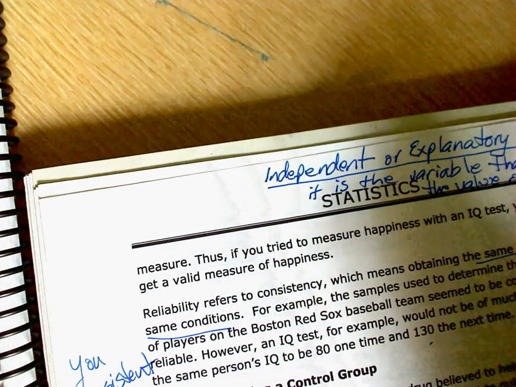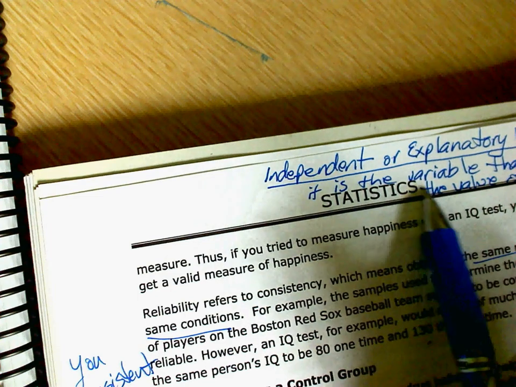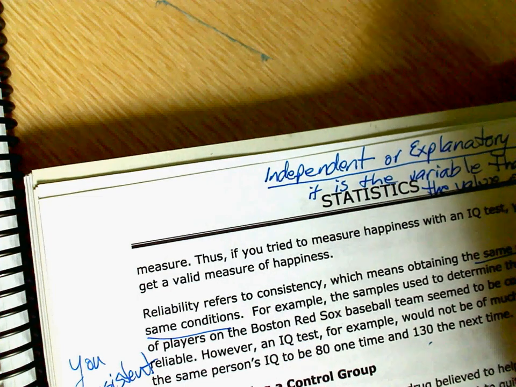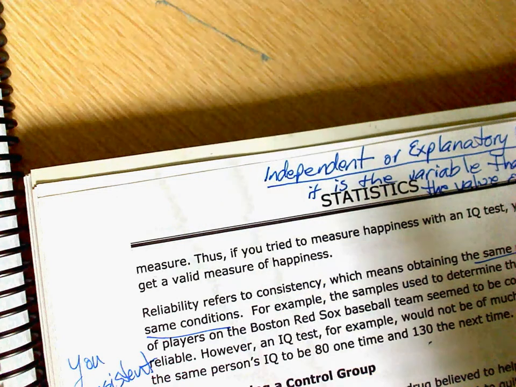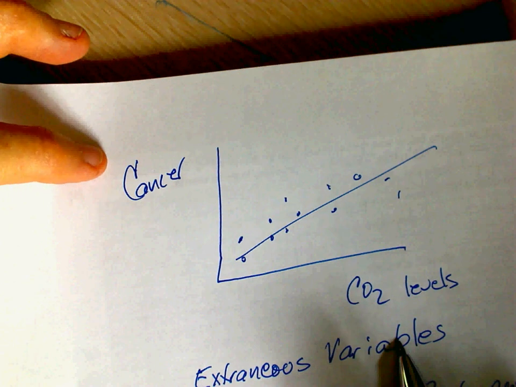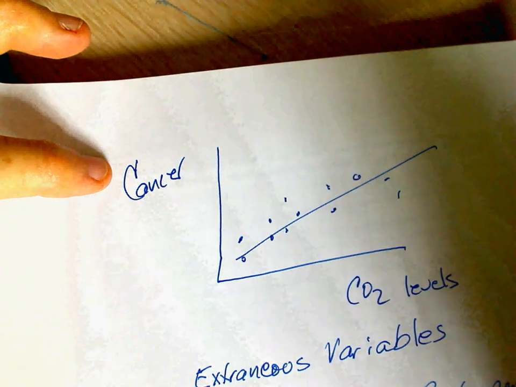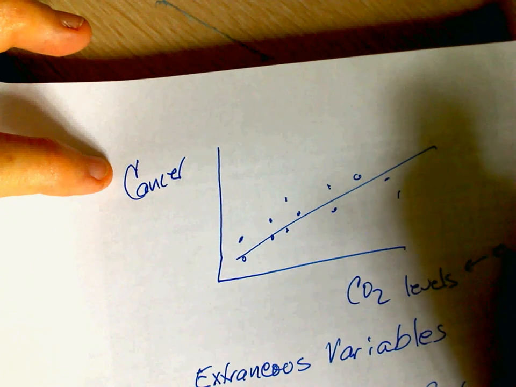The independent or explanatory variable is the variable that affects the value of another variable. If I look at these two variables here, which one do you think is the explanatory or independent variable? Right, this is the explanatory variable.